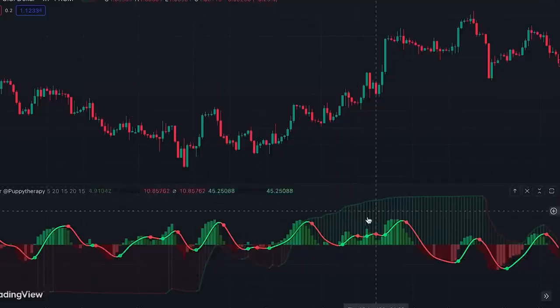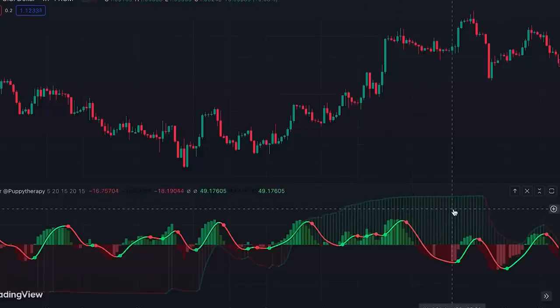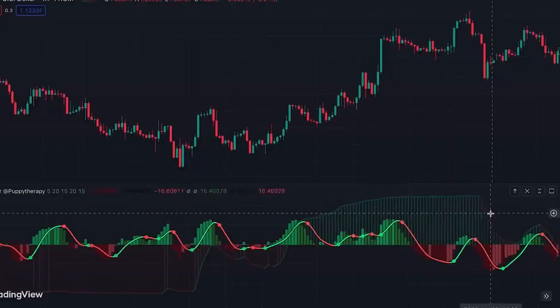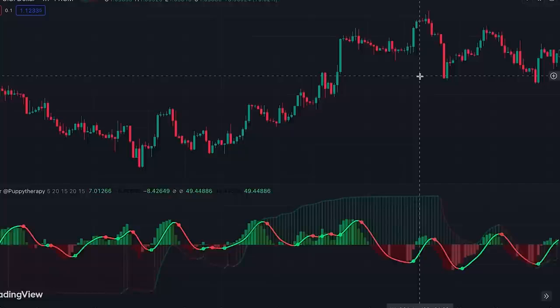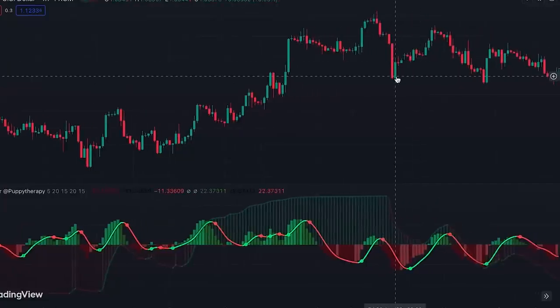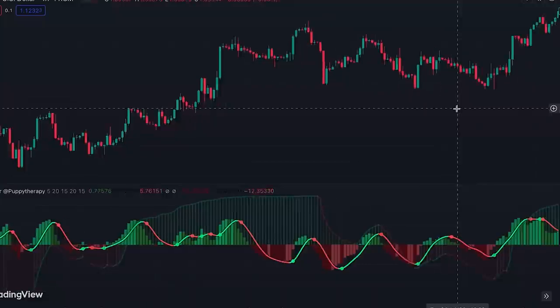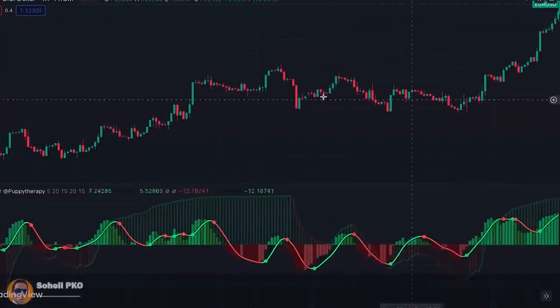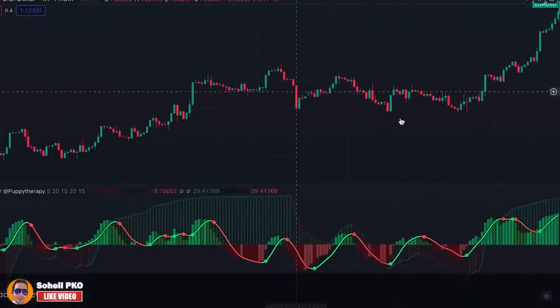Similarly, in times when the histogram is above 0 and green, when the line becomes red, it shows weakness in the uptrend. It can be part of a pullback, or it can be a serious weakness of the trend resulting in reversal or trading range, which is the case here. And you can see that the market went to a trading range in this part of the chart.